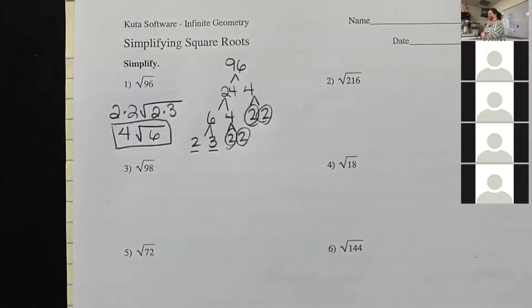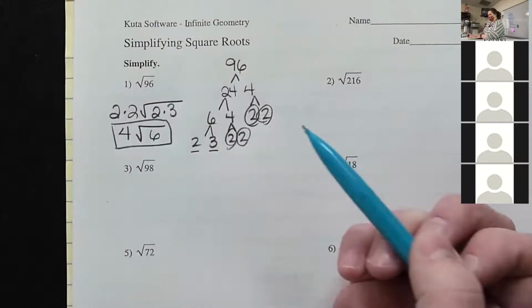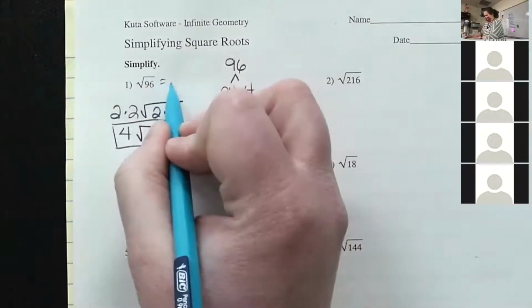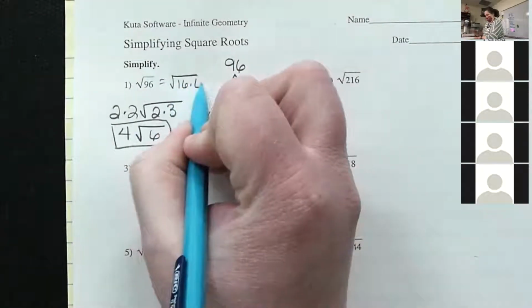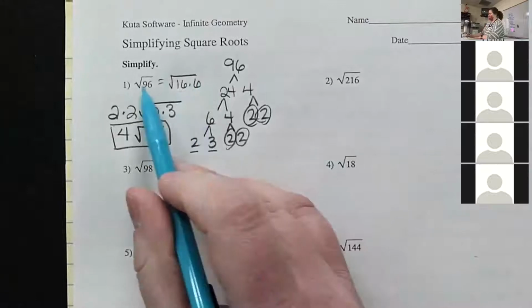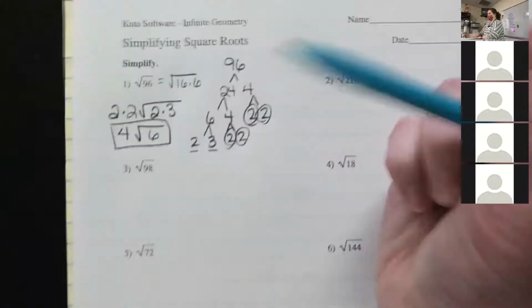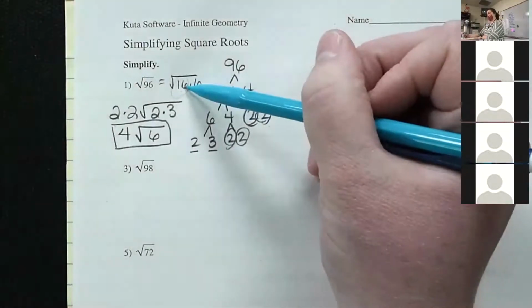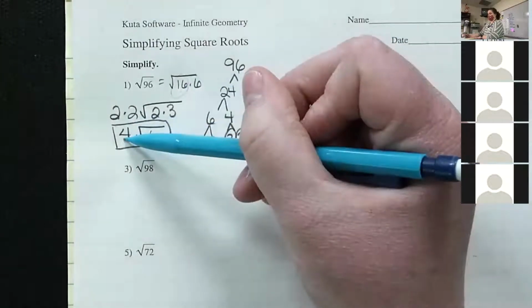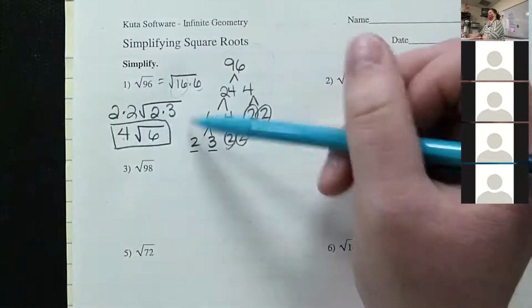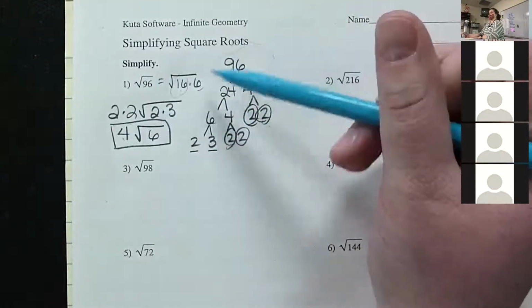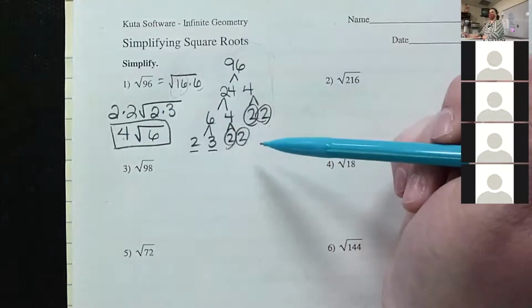Now, the reason this works is because if we wanted to, we could write 96 as 16 times 6. 16 times 6 is the same as 96. Now, what is the square root of 16? 4. That's where the 4 came from. And the square root of 6 is left over. Okay? This way is easier because we don't have to know all of our perfect squares off the top of our head.